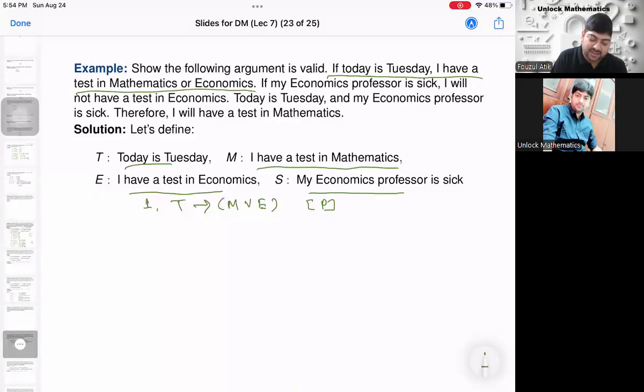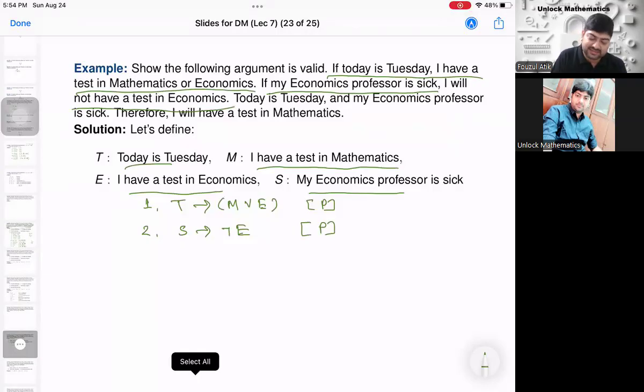Okay, next one: if my economics professor is sick, I will not have a test in economics. How do you represent it? My economics professor is sick is S, and I do not have a test in economics is not E. So it is S imply not E. This is another premise, number two.